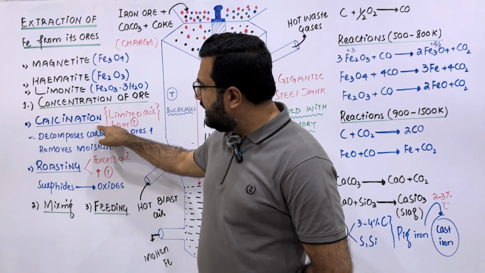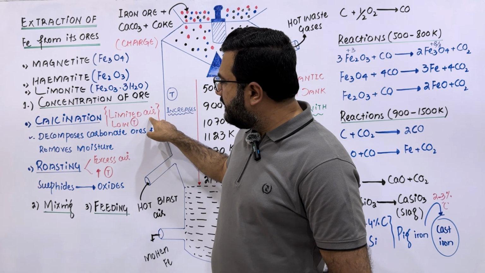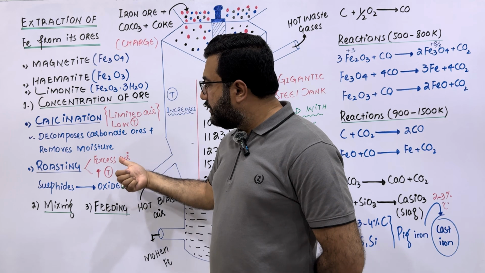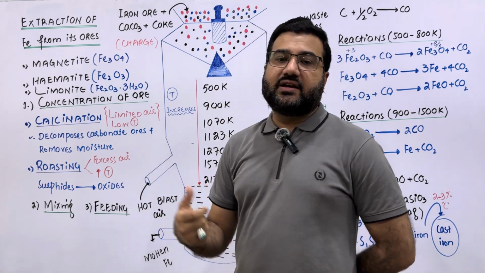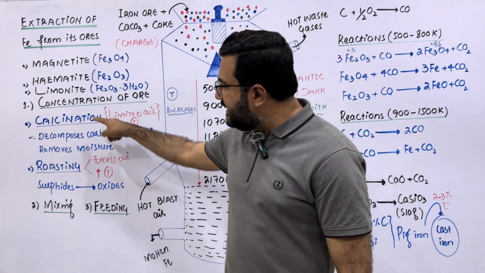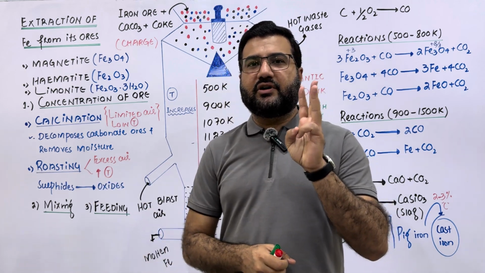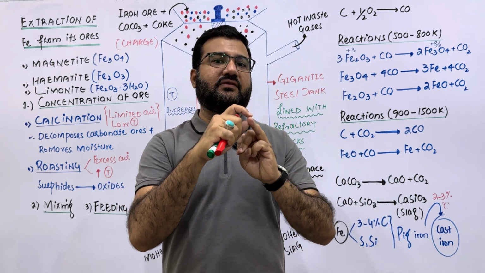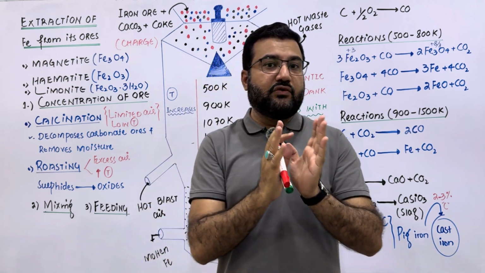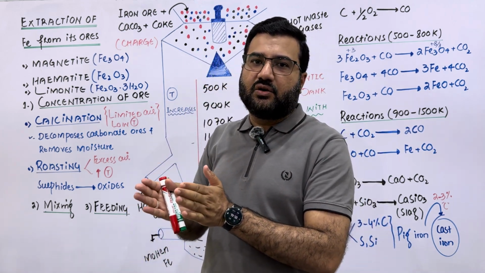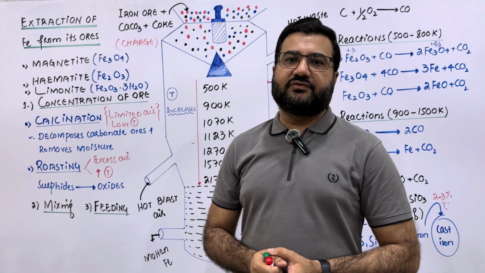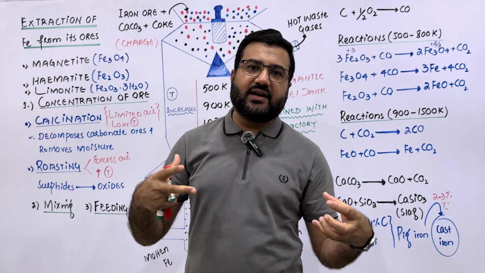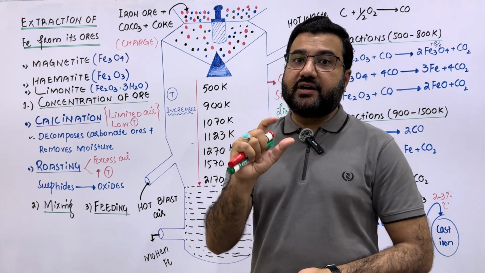The calcination is carried out in a limited supply of air at relatively lower temperature, while the roasting is carried out in an excess supply of air at relatively high temperature. So both these steps will remove three impurities from the ore. First carbonates, second sulfides, and third the moisture. And the removal of these three impurities from the metal ore is called the concentration of the ore. Once these three impurities are removed, it is called the concentrated ore.